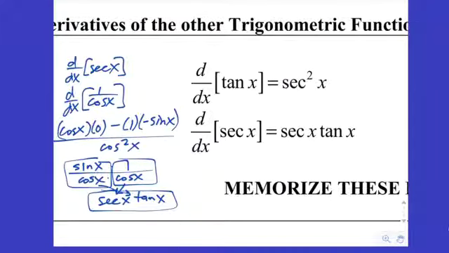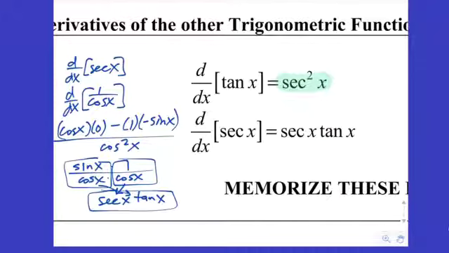And there it is written off to the side. So the derivative of tangent is secant times secant, or secant squared, and the derivative of secant is secant tangent. So they both have a secant in it. The tangent just has another secant, and the secant has another tangent. So you can think about it that way. They both have a secant, but then they have one of each of the other guys. Okay? Secant squared and secant tangent.